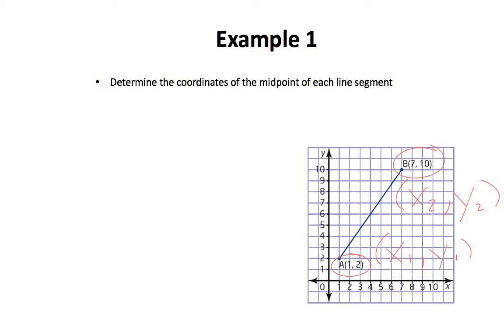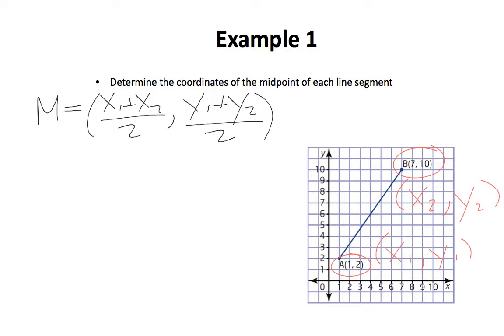Let's begin with our equation. So midpoint is the sum of the x-coordinates divided by 2 and the sum of the y-coordinates divided by 2. That should be pretty simple. x1 is 1, x2 is 7, y1 is 2, and y2 is 10.